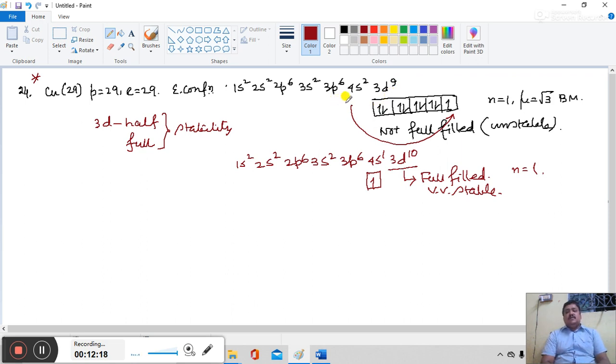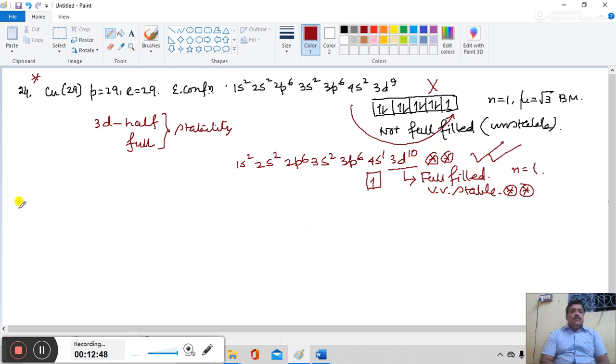For this purpose, the 4s subshell releases 1 electron towards the 3d subshell, and the actual electron configuration is 1s2 2s2 2p6 3s2 3p6 4s1 3d10. In this case the 3d subshell is fully filled, so it is very stable, and the actual configuration of copper is 4s1 3d10. The earlier one is the wrong configuration.